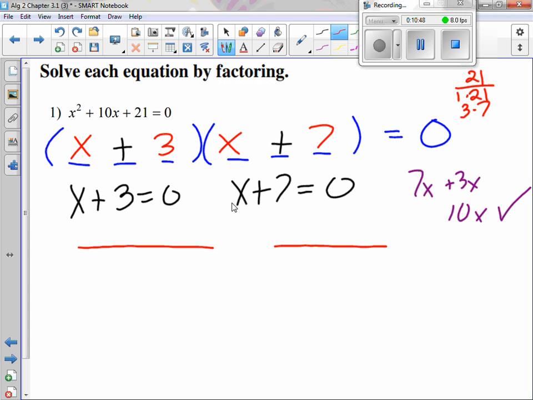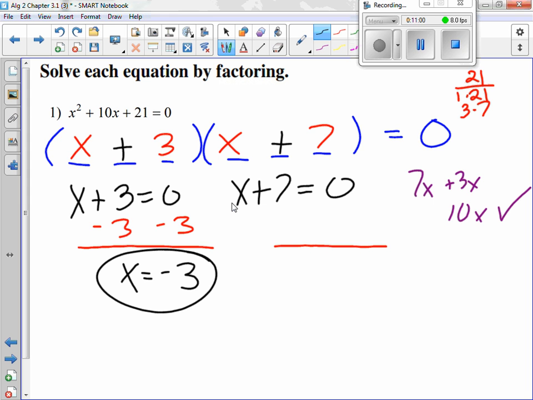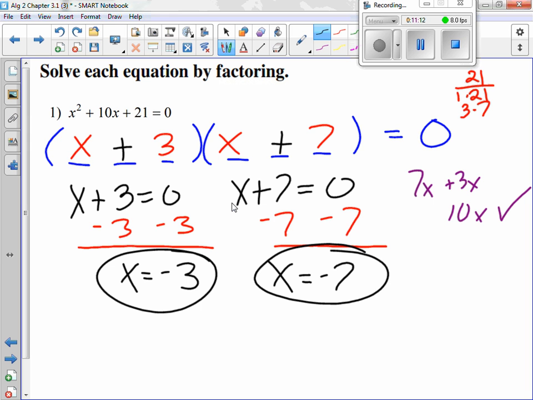Let's solve x plus 3 first. What do we need to do? Yes. And I get x is equal to, I'll do the same thing for the other one. We're going to, and that's it. That's all I have to do for this here. Any questions on this here? Any questions on any of this here so far?